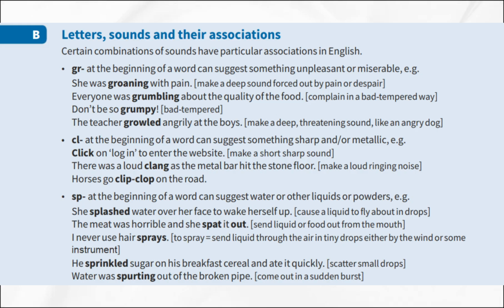CL, sharp and or metallic. The combination CL at the beginning of a word can suggest something sharp and or metallic. For example, click on Login to enter the website, making a short, sharp sound. There was a loud clang as the metal bar hit the stone floor, making a loud ringing noise. Horses go clip-clop on the road, the sound of their hooves.